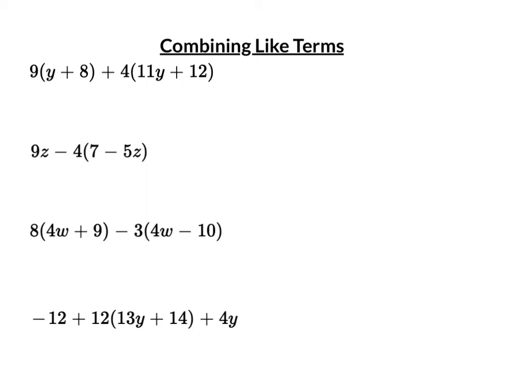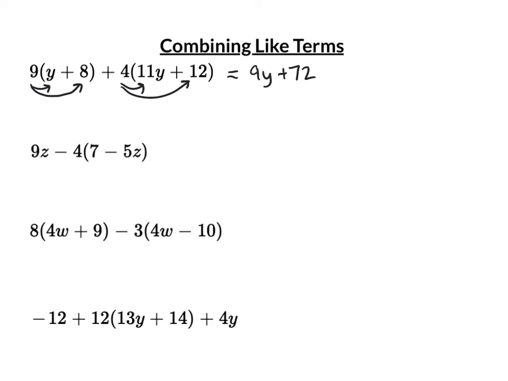And now we get to some distributive property. Distributive property is when I have a number out in front of parentheses, that means multiply, and I multiply by both numbers inside. So I take the 4 times 11y and 4 times 12, and the 9 times y and the 9 times 8. 9 times y, that's 9y. 9 times 8, that's 72.